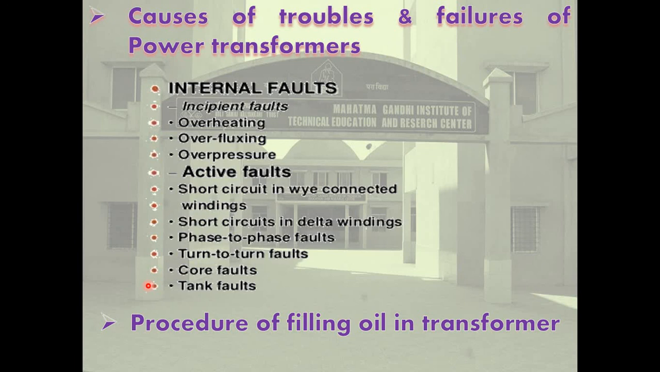Now next is rapid deterioration of oil and solid insulation. In rapid deterioration of oil, the causes are excessive overloading, presence of moisture, poor quality of the oil, partial discharge, and its remedy is the cause should be determined and corrective actions taken.